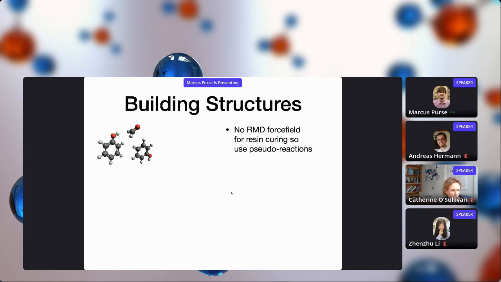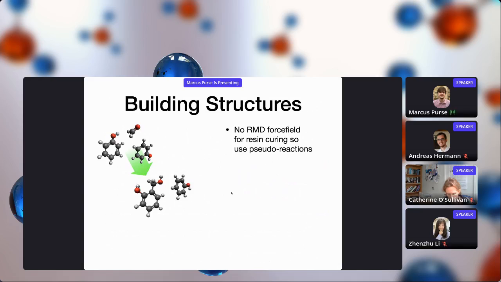So how do we build our phenol-formaldehyde structures to pyrolyze? Well, there's no reactive molecular dynamics force field for resin curing, so instead we use something called pseudoreactions. We fill a simulation box with phenol and formaldehyde, and then we use probabilities and various other mechanisms to essentially fake a reaction. So just replacing atoms, but done in such a way that it attempts to realistically and accurately model the chemical reactions that occur during curing.